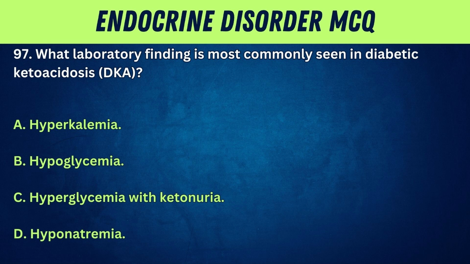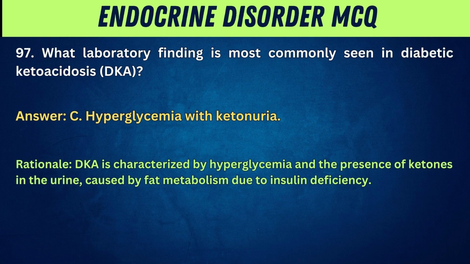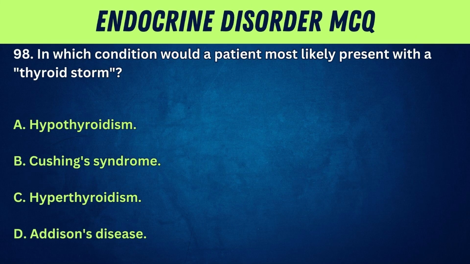97. What laboratory finding is most commonly seen in diabetic ketoacidosis, DKA? A. Hyperkalemia. B. Hypoglycemia. C. Hyperglycemia with ketonuria. D. Hyponatremia. Answer: C. Hyperglycemia with ketonuria. Rationale: DKA is characterized by hyperglycemia and the presence of ketones in the urine, caused by fat metabolism due to insulin deficiency. 98. In which condition would a patient most likely present with a thyroid storm?